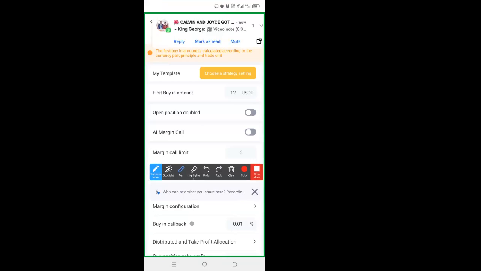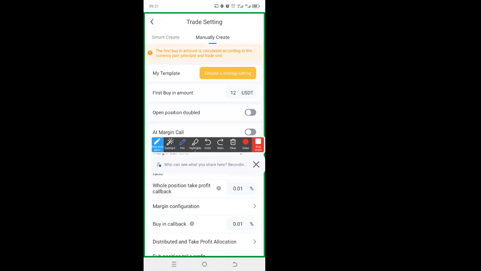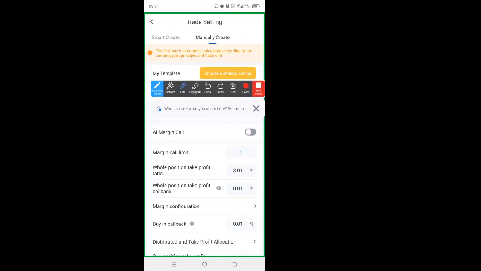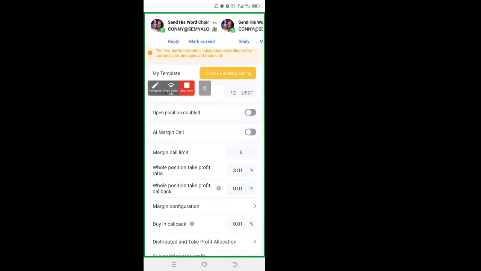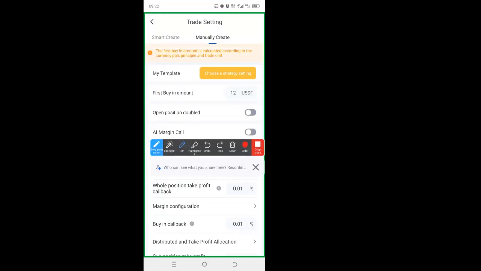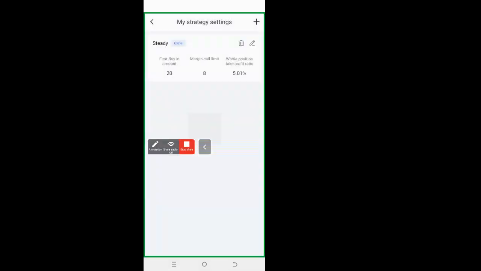When you reach here, you don't have to set the margin call limit again. You don't have to set this again. You see this? You don't have to do that. Just come to this yellow button you see called choose a strategy setting. Then tap there. When you tap, it brings you to this place where you have been setting before.